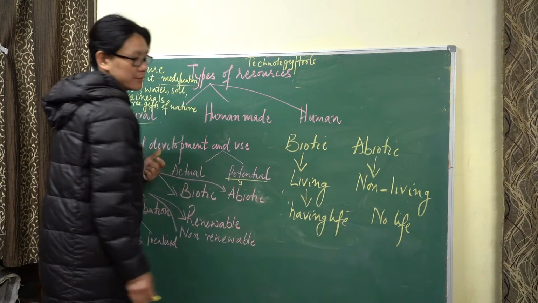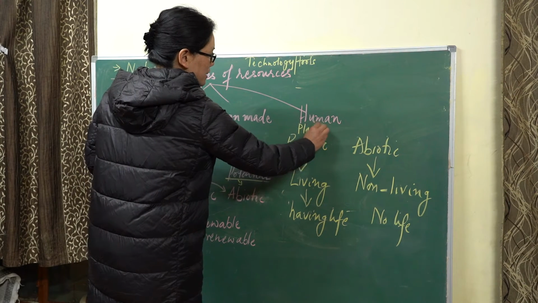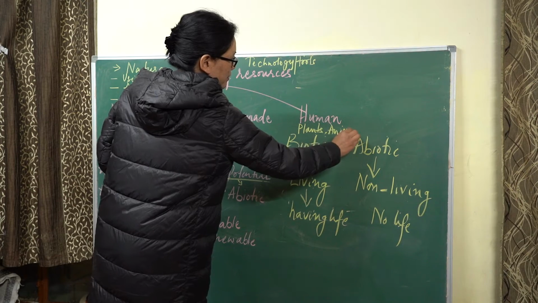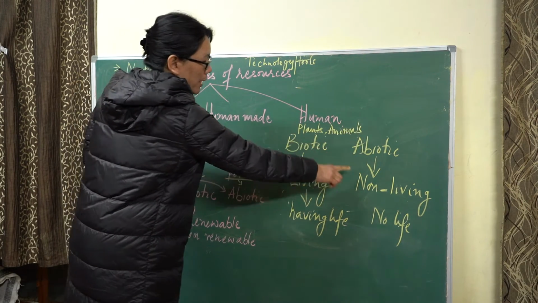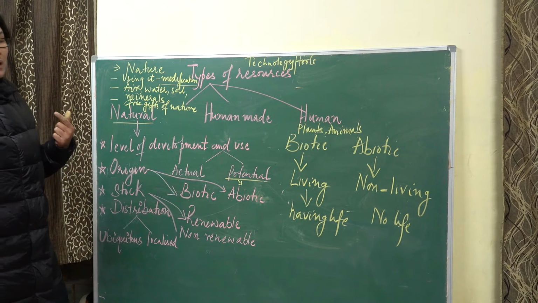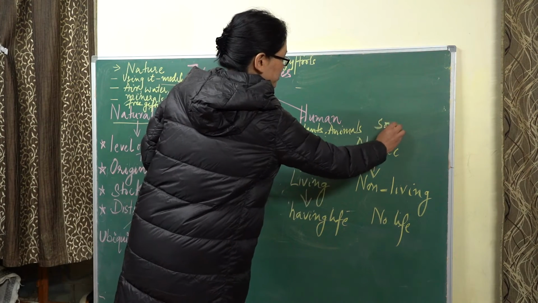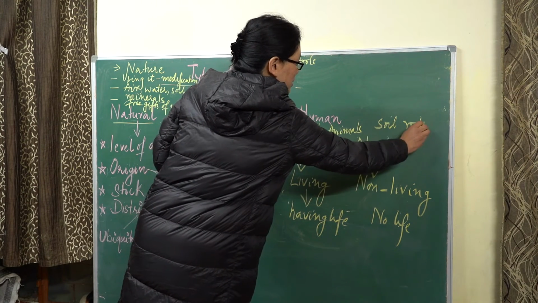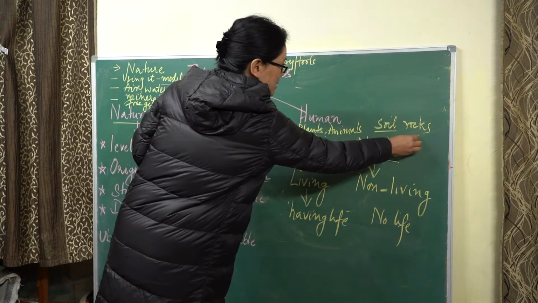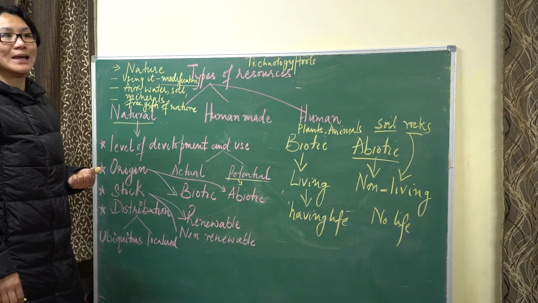Biotic, having life. So in this, plants and animals, right? These things, they have life. They are living things. Abiotic, no life. Say for example, resources such as soil, rocks, etc. Rocks are an example of abiotic resources, because these ones are non-living. They will come in the category of non-living.